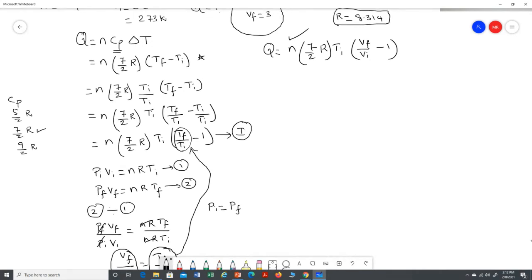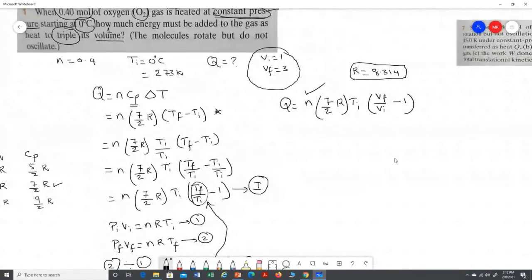So what is your initial temperature? Initial temperature is given in the question: 273. What is your final volume? Your final volume is 3. What is your initial volume? It is 1. So you have all the values. When you substitute the values, you will get the answer.